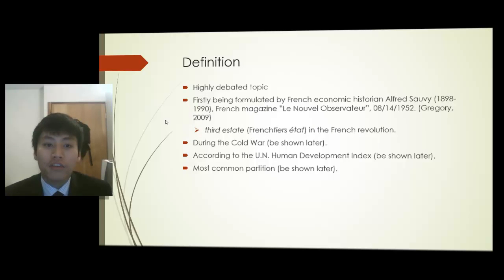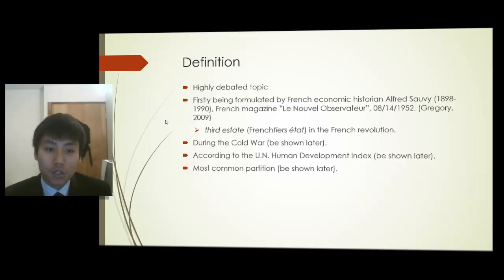Talking about third world, this is always a highly debated topic. Today I selected 4 different definitions from 4 different kinds of perspectives. The term third world was first formulated by a French economic historian called Alfred Sauvy, and it was published in a French magazine, which is shown on the PowerPoint right now, on August 14, 1952. Originally, it represented the third estate in the French Revolution.